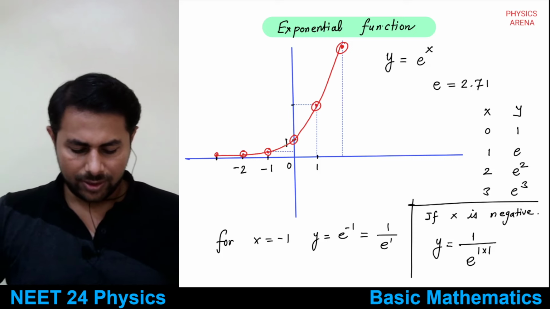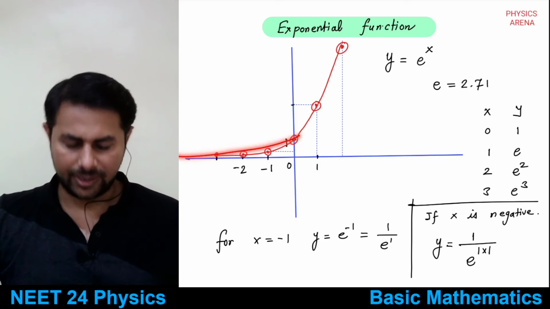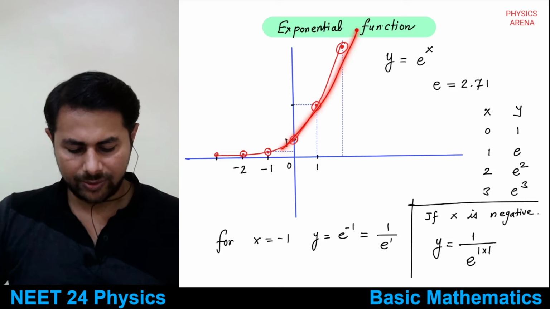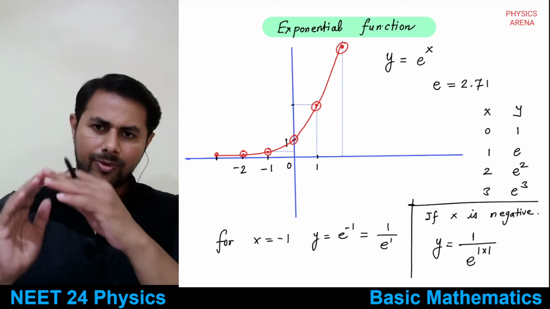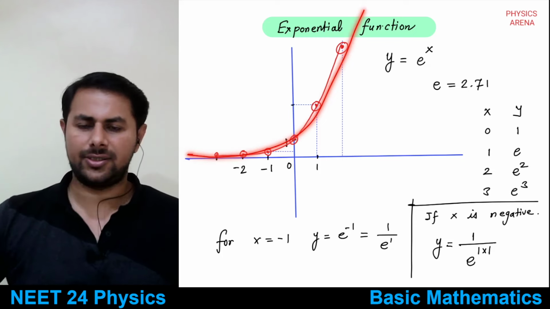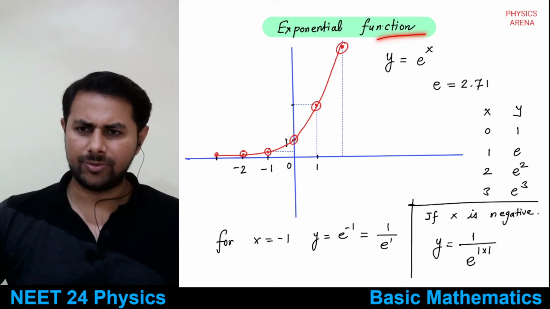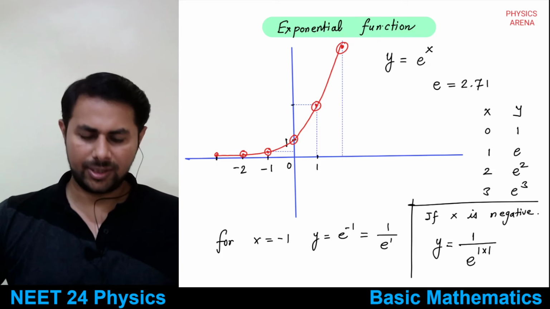So if you go to the negative values, it will go on decreasing. If you go to positive values of x, it goes on increasing. But if you come from minus infinity, then how will the graph look like? It will look like this. So this function is known as exponential function. This thing is clear? Yes, no?